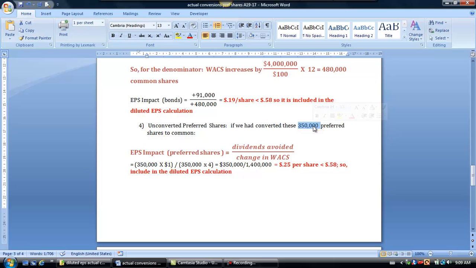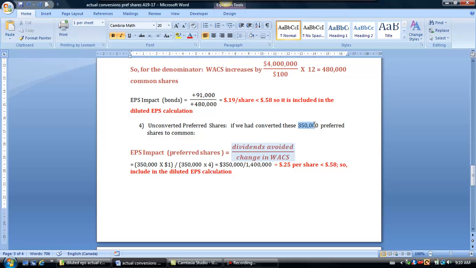Don't forget, these 350,000 shares don't include the 150,000 that were converted. They're separate. Remember, we discussed earlier that we must have had 500,000 preferred shares at the beginning of the year, such that when 150,000 are converted, we have 350,000 at the end. So the calculation looks very similar to the no-conversion case: what's the dollar value of the dividends I would have avoided had I converted the preferreds to common, and how many more shares would I have had outstanding.